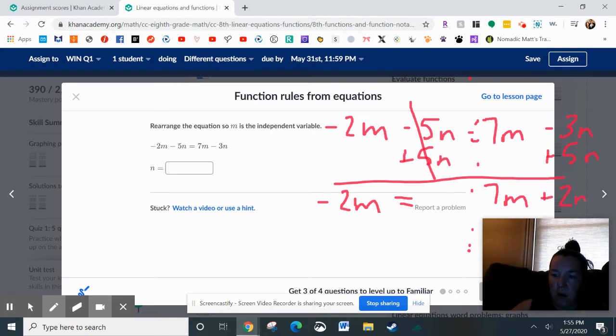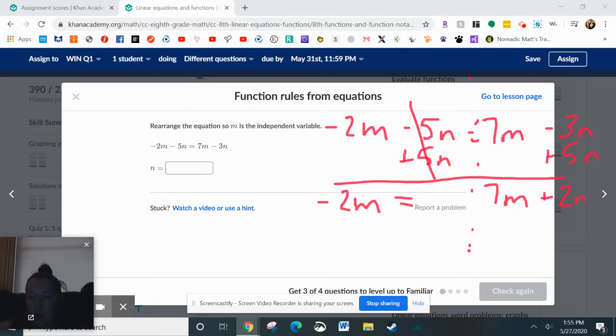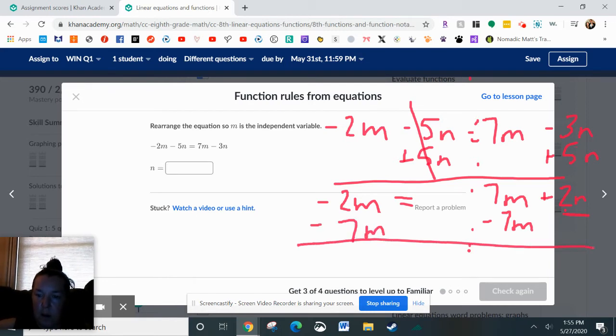All right, I'm going to move myself to this other side. So now n is by itself on one side. I need to get rid of the 7m that's with it. So I'm going to subtract that 7m, subtract that 7m. And when I do that, this cancels. This is negative 9m equals positive 2n.